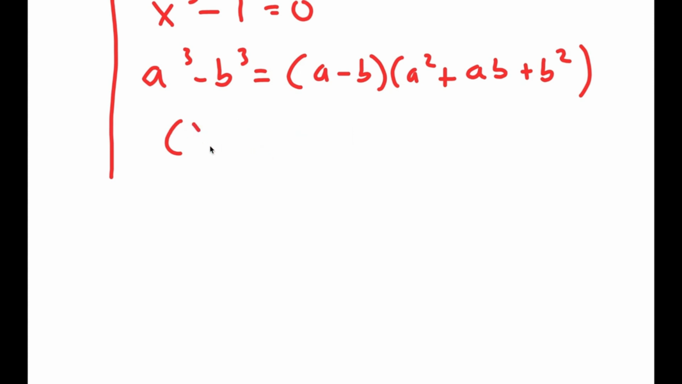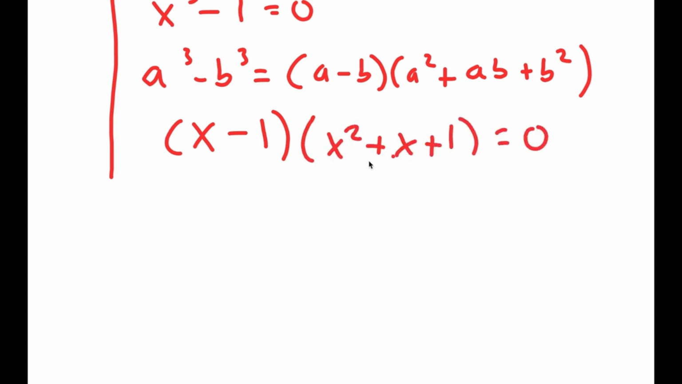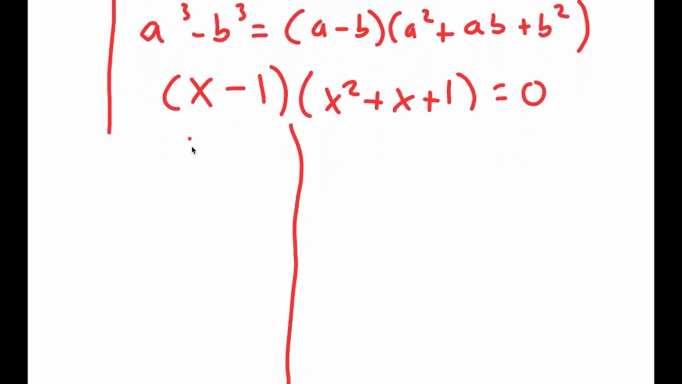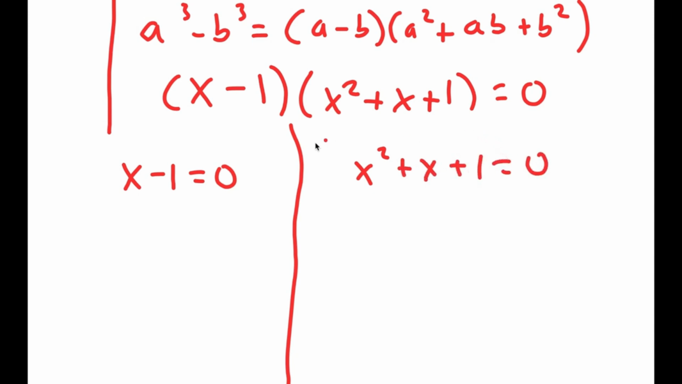So this turns into x minus 1 times x squared plus x plus 1 is equal to 0, which gives me yet another two equations. So now I have x minus 1 equals 0 and x squared plus x plus 1 equals 0. For x minus 1 equals 0, all I have to do is add 1 on both sides, and I get x is equal to 1.